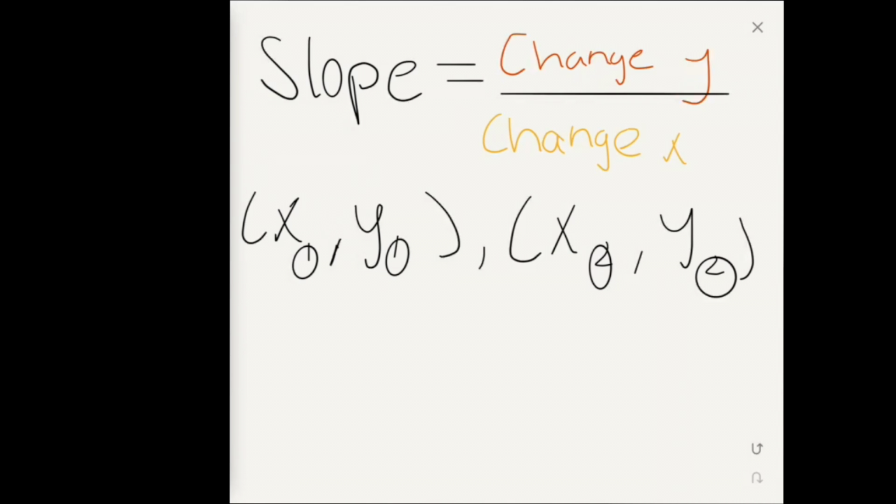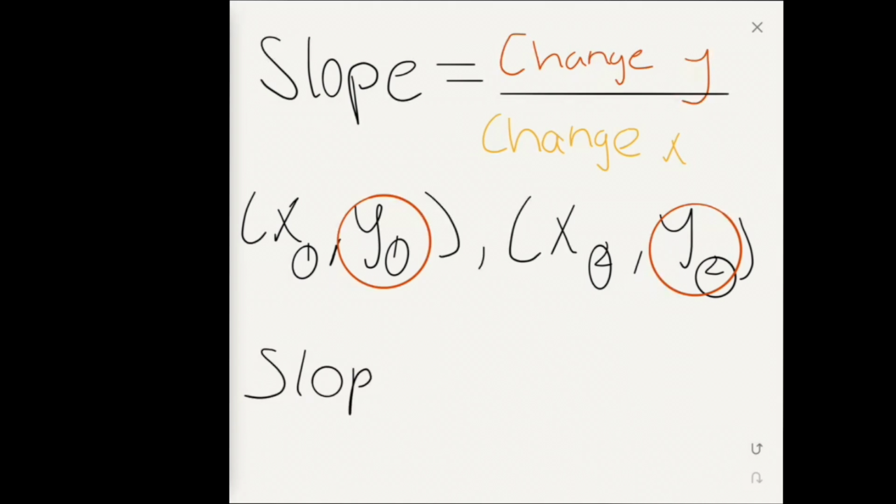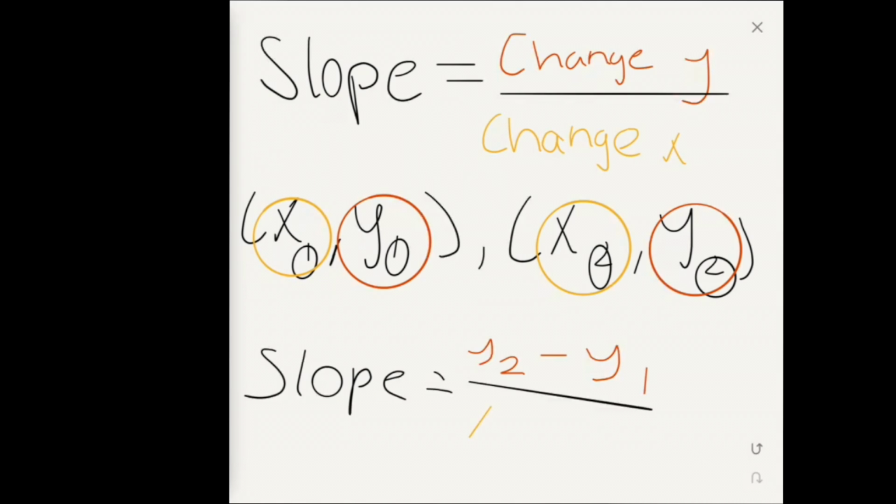Now, when looking at an equation, how do you find the change in y? It's simple. All you have to do is find the difference between this y value and this y value. So what you do is you take slope equals y2 minus y1 divided by, what is the change in x? It is this x value minus this x value, and so it is x2 minus x1.